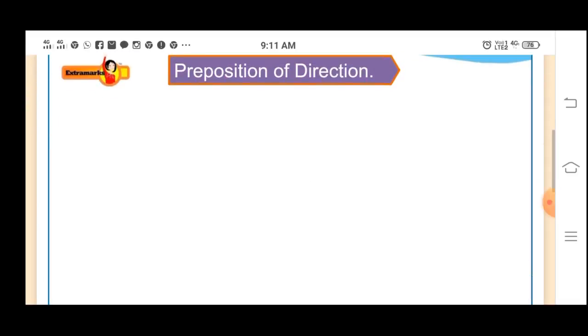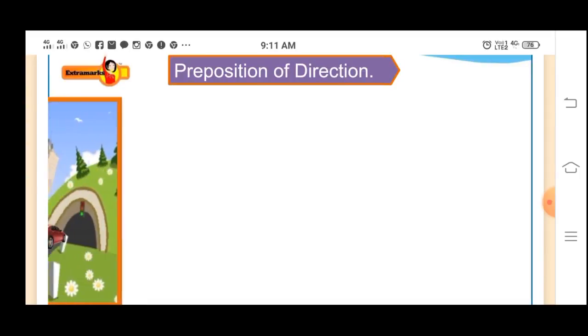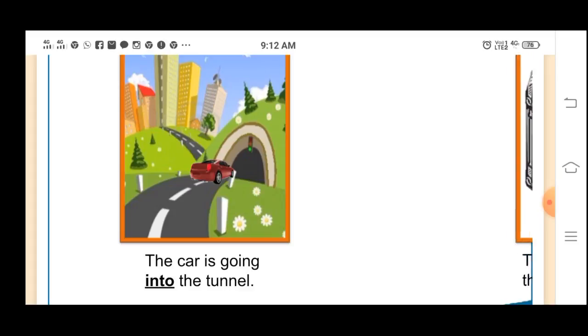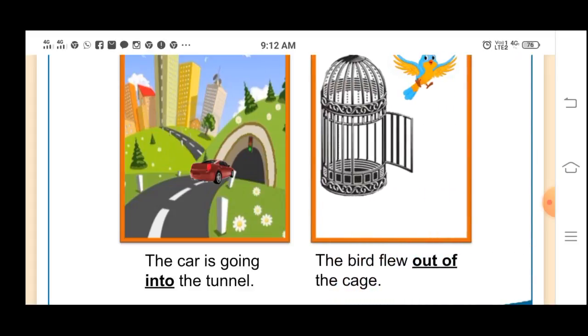Preposition of direction. Direction towards. The car is going into the tunnel. The preposition into indicates the movement of the car in the direction of the tunnel. Direction from. The bird flew out of the cage. The preposition out of means from the interior of something.